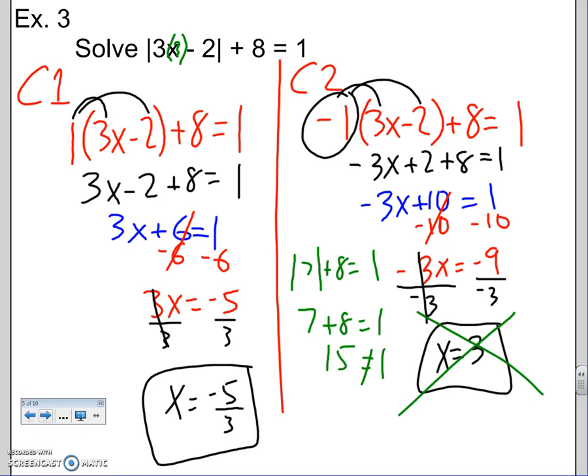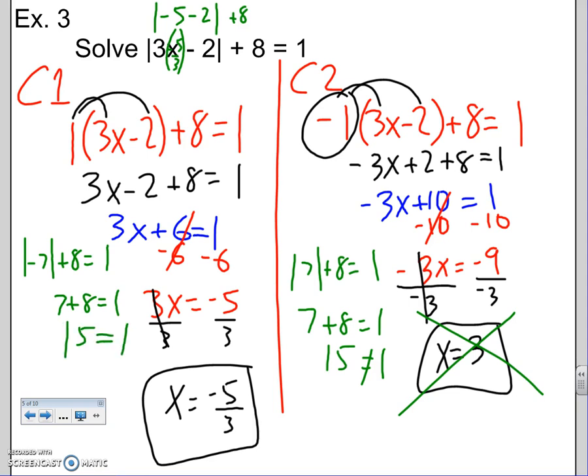I'm going to try negative 5/3. So, negative 5/3 here. Negative 5/3 times 3 is just negative 5. Minus 2 in absolute value plus 8. I'll go over here. So negative 5 minus 2 is negative 7. Plus 8 should equal 1. 7 plus 8 should equal 1. Again, I got 15 equals 1. Well, it's just false, so this did not work. Both answers failed here. If both answers fail, you have to say no solution. No solution is a circle with a slash through it.